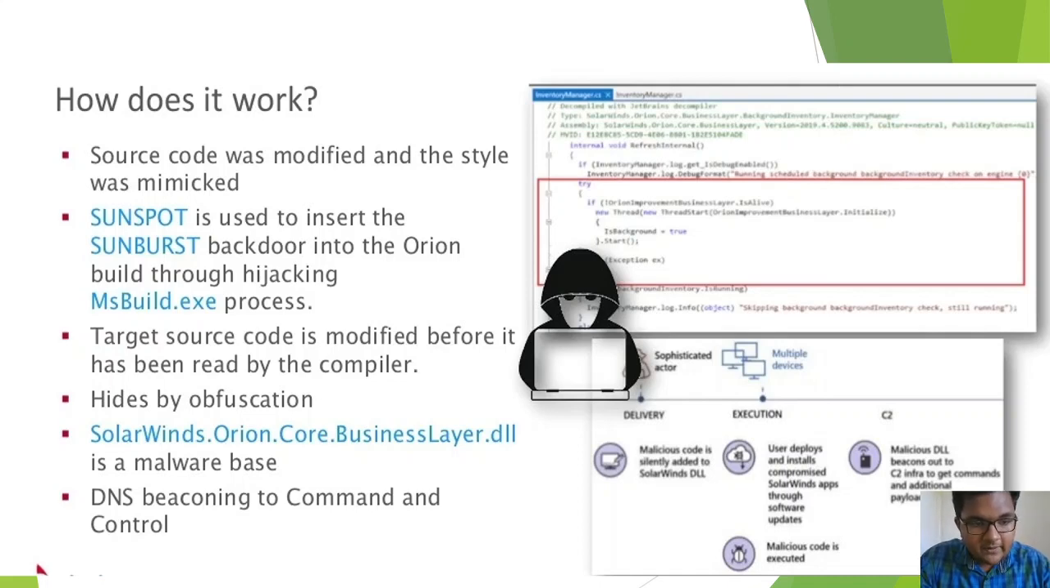It's through a hijacking process called msbuild.exe process. They put their malware into the backdoor of the Orion software. That's how they attach the malware into the Orion software. Then the target source code is modified before it is reached by the compiler. Before it even reaches the compiler, the target source code is modified and kept ready.